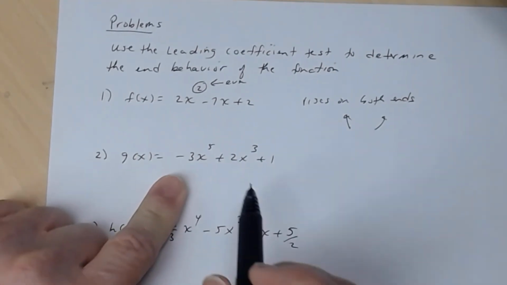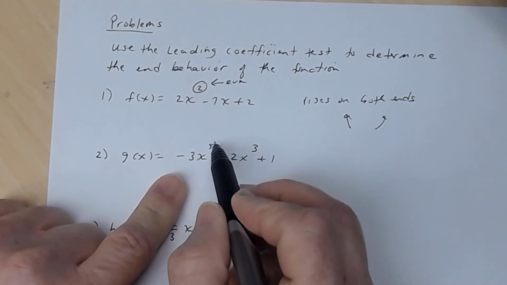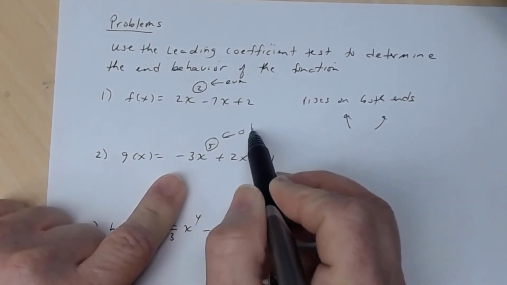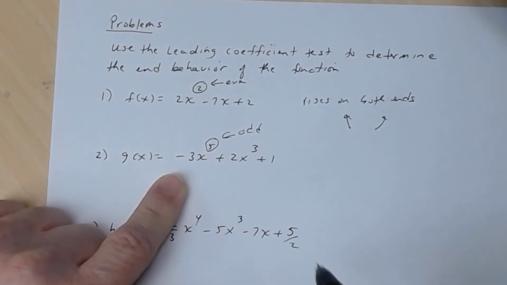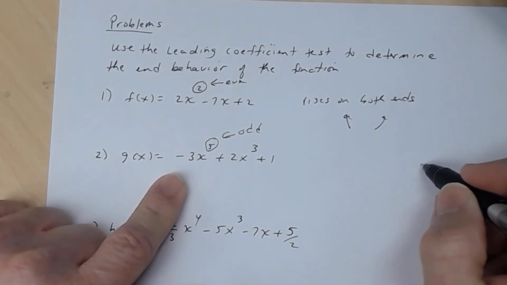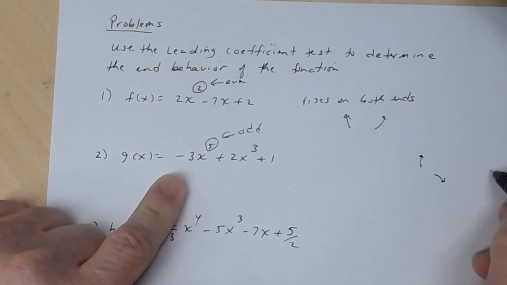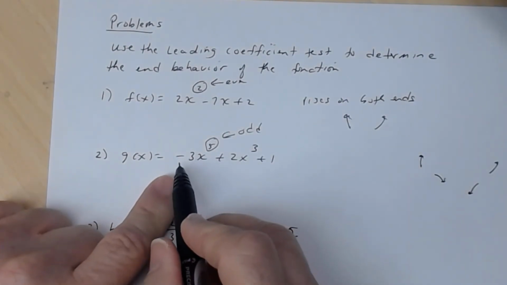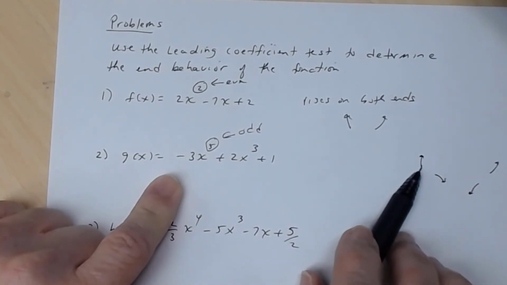Number 2. Is it in descending order? The answer is yes. The degree is 5. That's odd. If it's odd, the ends will go in opposite directions. Either it will rise on the left and fall on the right, or rise on the right and fall on the left. That's where the leading coefficient comes in. Since the leading coefficient is negative, it will do this one.